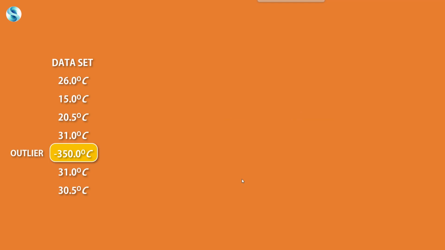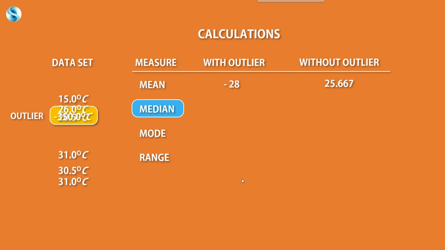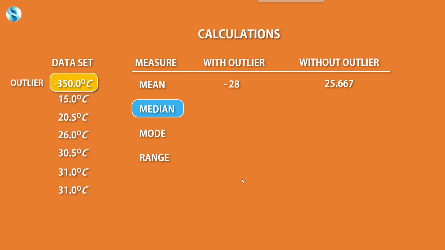To show how outliers affect measures of center and spread, I will compare their calculations with the outlier and calculations without the outlier. So with the outlier, we get a mean of negative 28, and with the outlier excluded from the dataset, you should find that we get a mean of 25.667. Now let's see what happens to the median. First, we will have to numerically order the data. We can clearly see that 26 is in the middle of the dataset, so the median is equal to 26. Without the outlier, you should find that we get a median of 28.25.